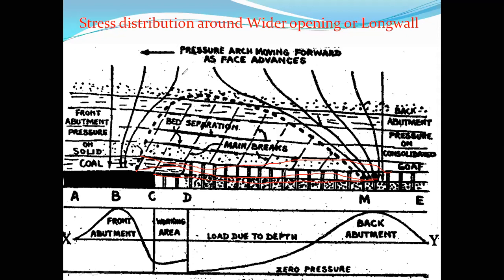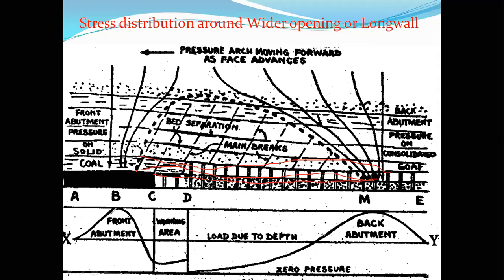Okay, there will be redistribution of the pressure now. Look at here. This diagram indicates the load acting on the front abutment, which got redistributed. That's what this curve represents. There will be a maximum somewhere behind the face, somewhere well in advance of the face. In this portion, more and more pressure will be acting on it.